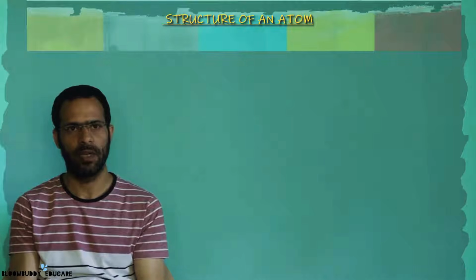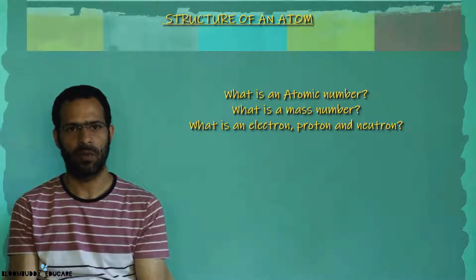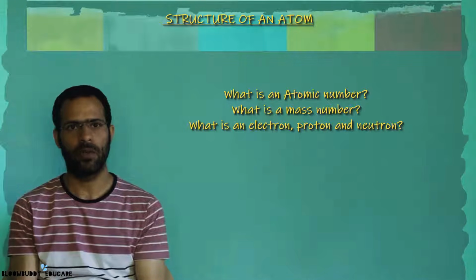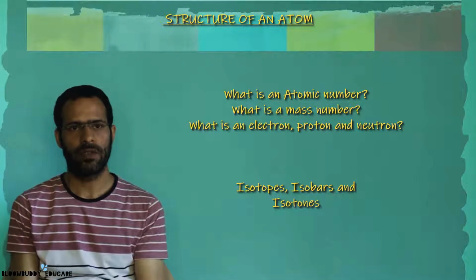So today we'll learn about some of the basic terms about the structure of atom. We will know what an atomic number is, what is mass number, what is an electron, what's a proton, what's a neutron. We will also learn about some of the terms like the isotopes and isobars and isotones. So let's start with the atomic number.